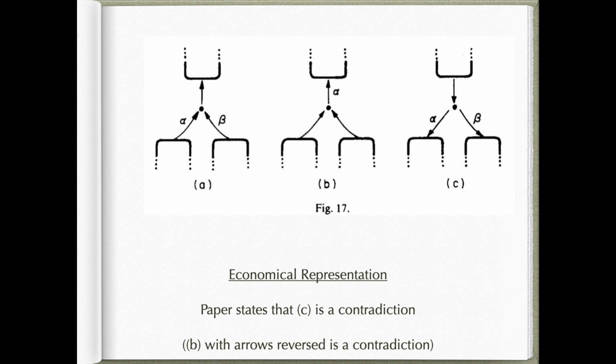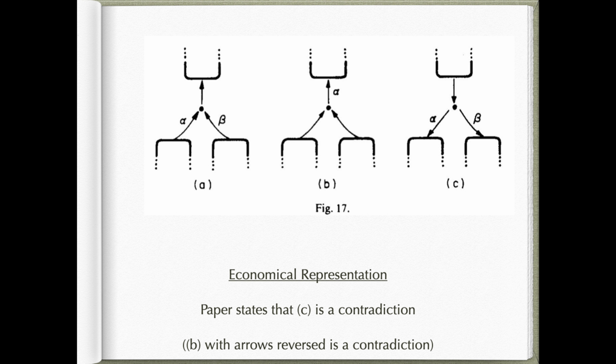17b says that both bottom states transition on an alpha and they go to the upper state. And version C, 17c, is really just 17a with all the arrowheads pointing in the opposite direction. 17c is a contradiction and is illegal.